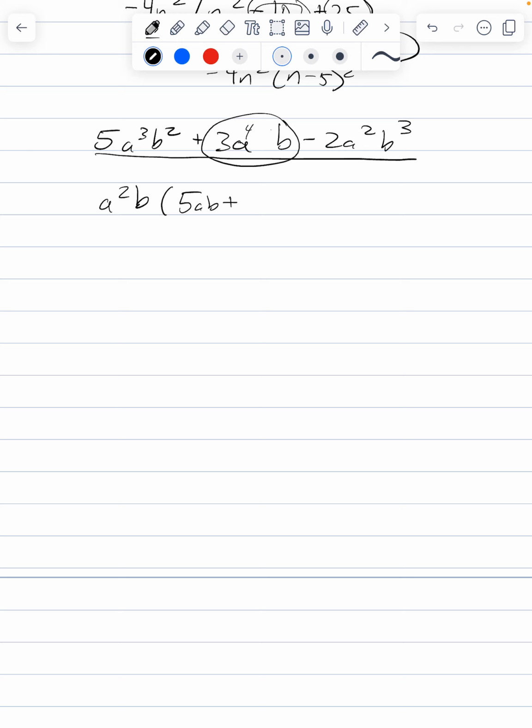3a to the 4th b divided by a squared b gives us 3a squared. Now we're tracking. If I take 2a squared b to the 3rd and divide that by a squared b, then I'm left with 2b squared. Great. We're one step closer. We got the greatest common monomial factor divided throughout that whole polynomial. Now I'm going to have to factor this trinomial. It's my only option. I can't factor any other greatest common monomial factor because we already did that.